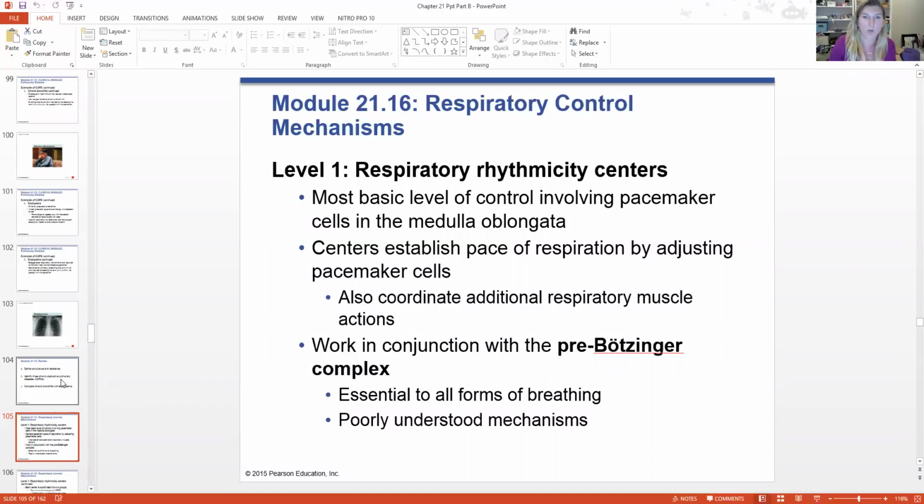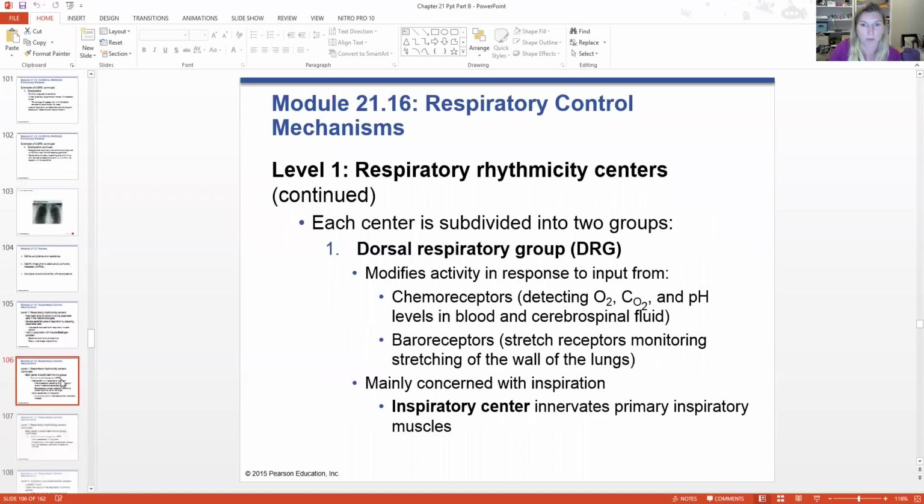They are coordinating our respiratory muscles along with the oxygen levels that are present in our body. They work in conjunction with another complex called the pre-Botzinger complex, which is basically a little area that's essential to all of our breathing. It's a very poorly understood mechanism. In fact, I've been teaching A&P for 6 years now, as of the date I made this video, and they still don't really know much about it.